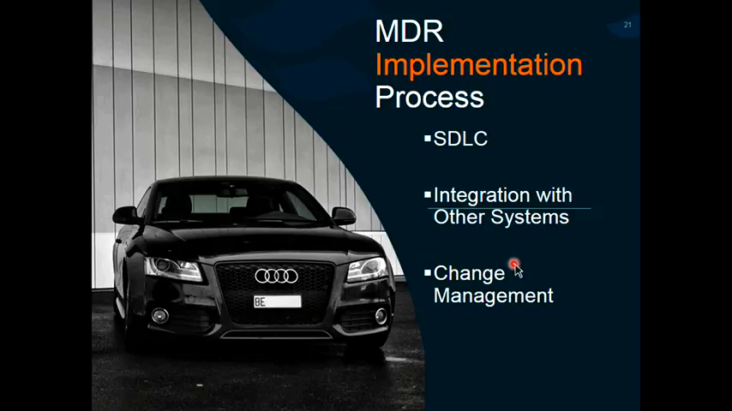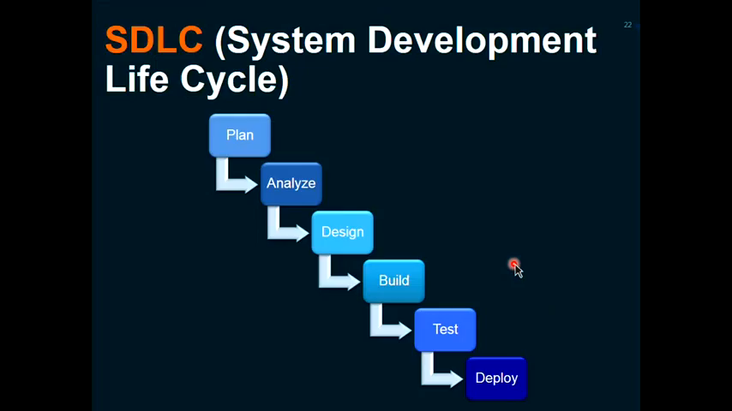So once we decide on an MDR solution, we need to implement the MDR in our system and also in our process. So let's talk about a couple of the processes we're going to do. We could use the system development lifecycle for MDR implementation: defining user requirements or functional requirements, designing and developing the systems, and testing and also deployment.